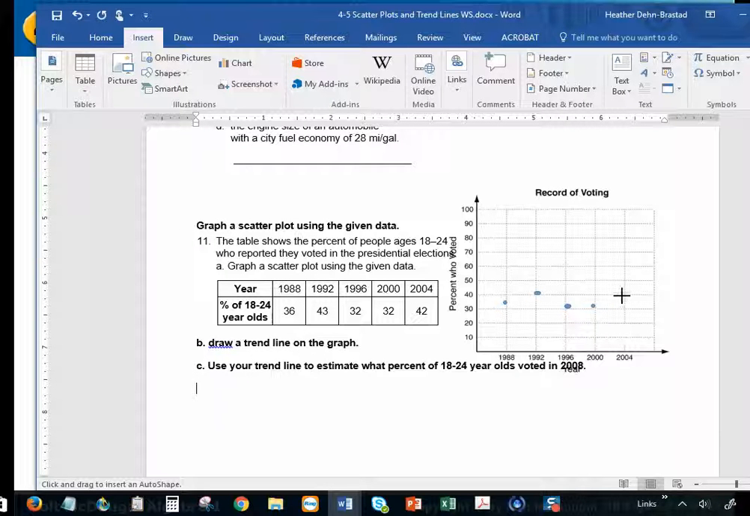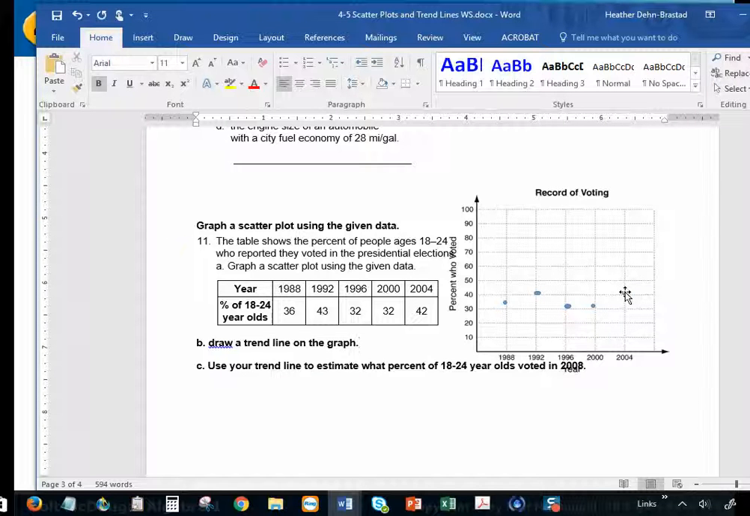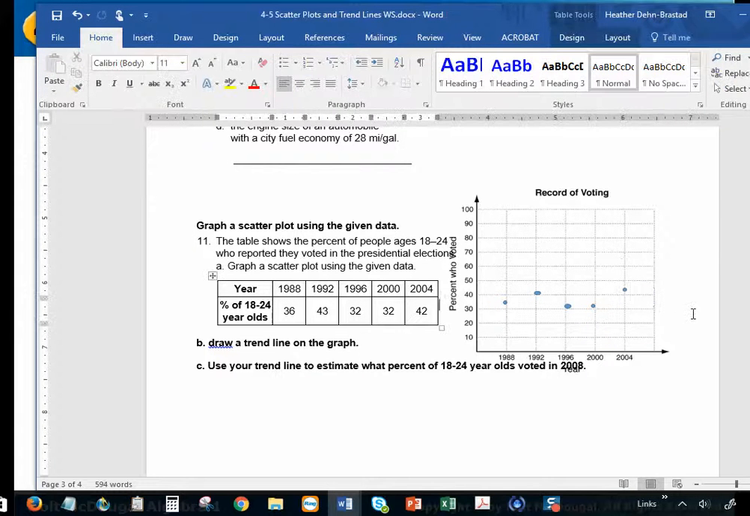So up to 42, about here. Whoa. That might be a little high. Just use your best guess at how to, don't spend a ton of time trying to fix this. Okay, so I've got my scatter plot done.